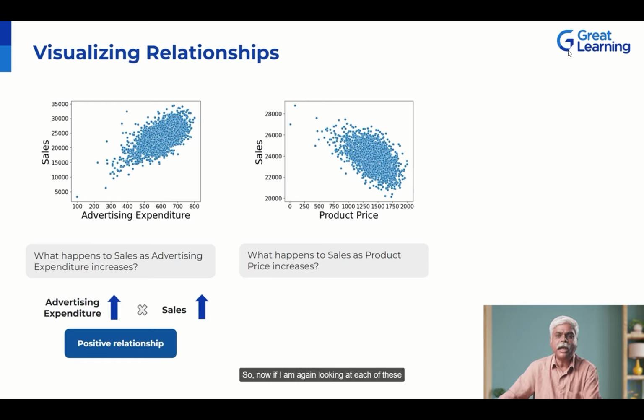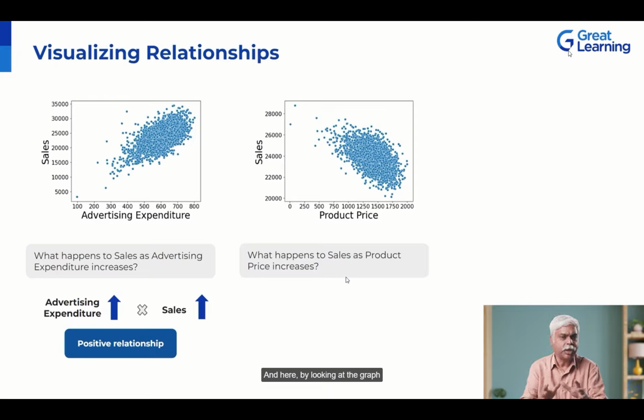So now if I'm again looking at each of these points as representing the total sales made in a region, if the price set in that region or in the stores in that region is at a certain value, let's say in a particular store, 750, and this is my point, then I'd expect to sell a little over 24,000 units. Similarly, this is not a mathematical relationship, but it is still capturing a basic pattern, and that pattern helps answer the question, what happens to sales as product price increases?